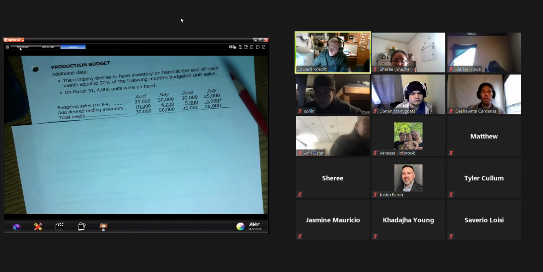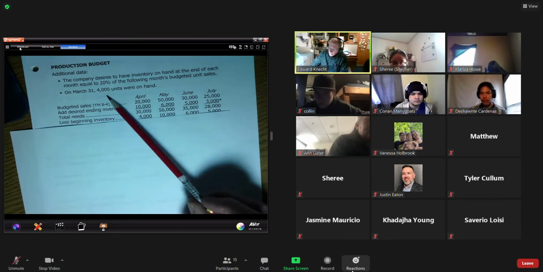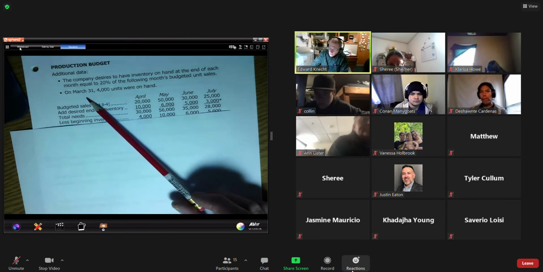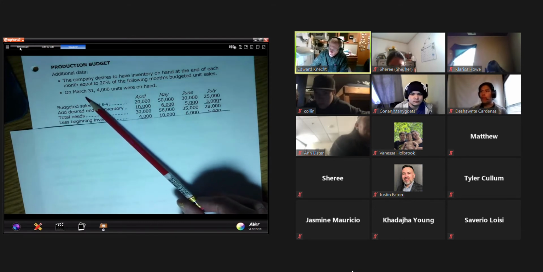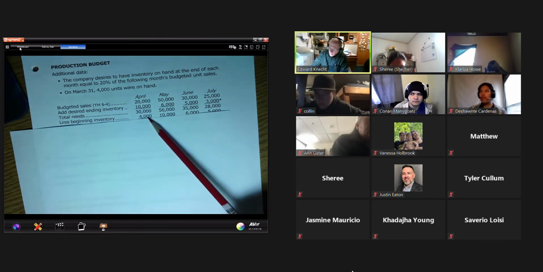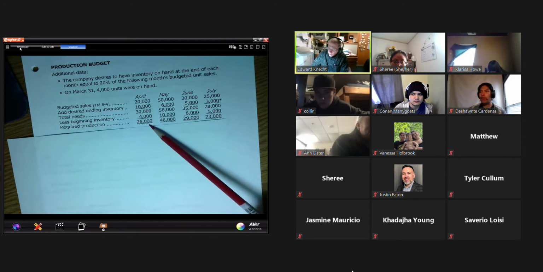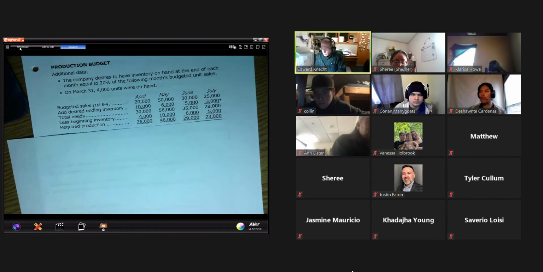We get to subtract out our beginning inventory amount, March the 31st. That's the ending inventory for March, but it's the beginning inventory for April. We get to subtract that to determine the required production of units for April, May, June, and July.